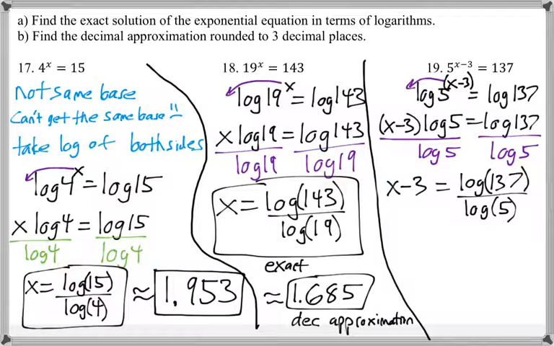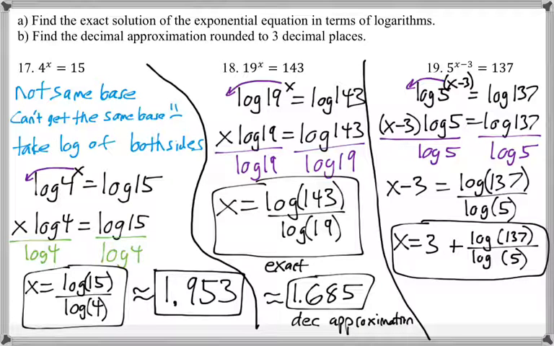And I'm still trying to solve for x, so I want to add 3 to both sides. So x is equal to 3 plus log of 137 over log of 5. So this will be my exact answer. And then to get the decimal approximation, I want to type this into the calculator. And x is approximately 6.057.